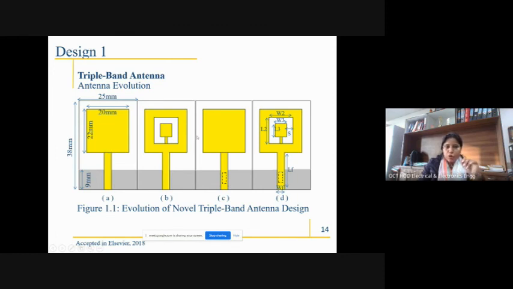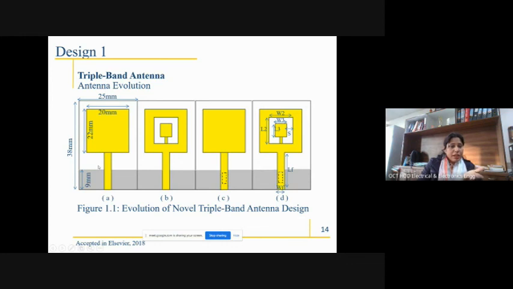Then I introduced a rectangular split ring resonator inside its slot. As I introduce a slot inside the rectangular patch, it divides the current into 2 parts. So we get 2 frequencies in this. And after that, I introduced a small defect of 5 mm cross 2 mm in the ground plane. It's a partial ground plane.